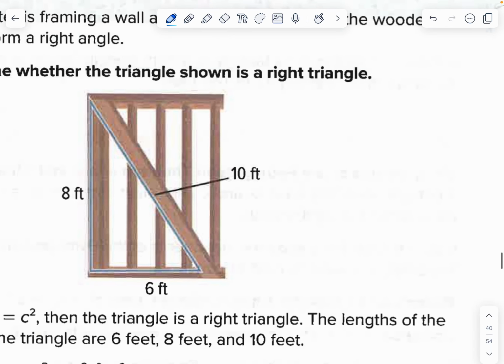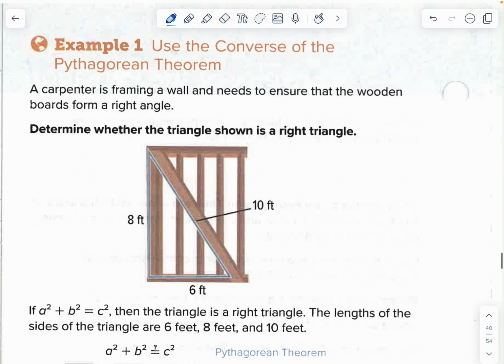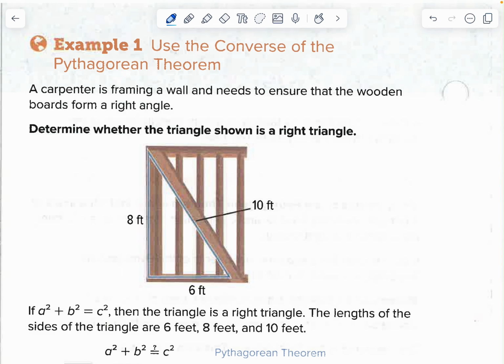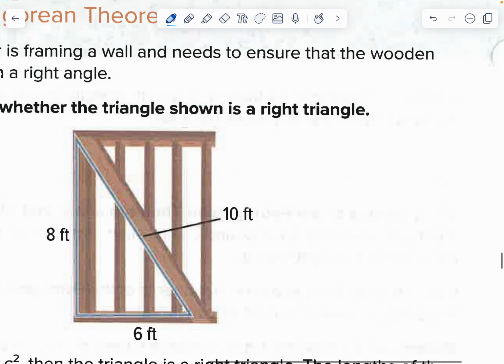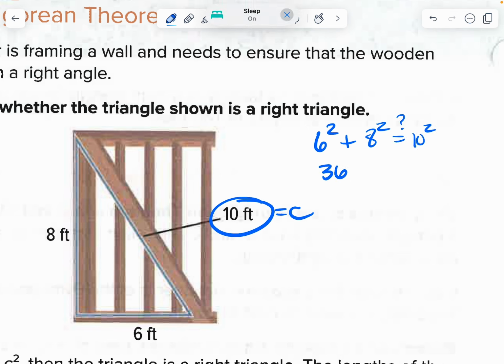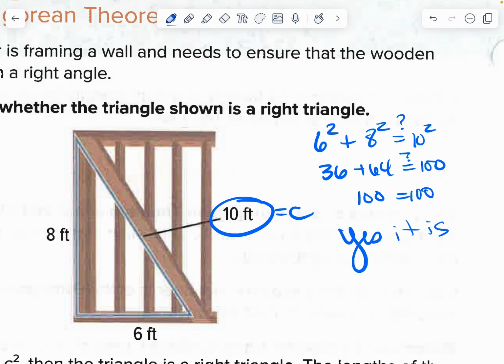So I look at this right here. A carpenter is framing a wall and needs to ensure that the wooden boards form a right triangle. So I have to figure out, is this a right triangle? Remember, the longest side is going to be the C value. So 6 squared plus 8 squared, does that equal 10 squared? 36 plus 64, does that equal 100? 100 equals 100. So yes, it is a right triangle.